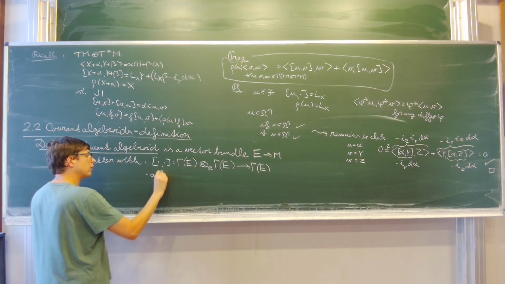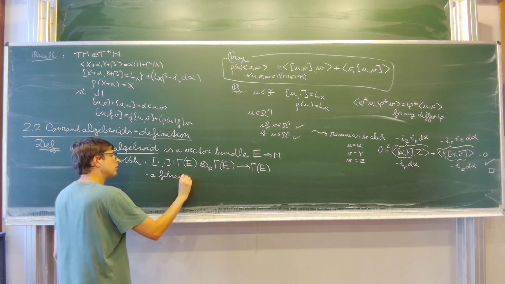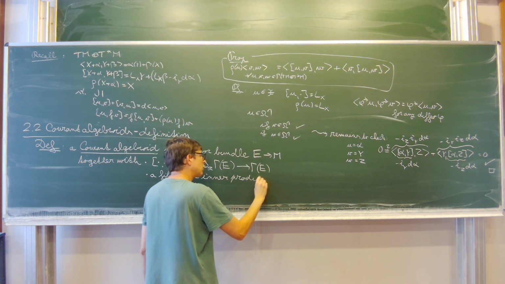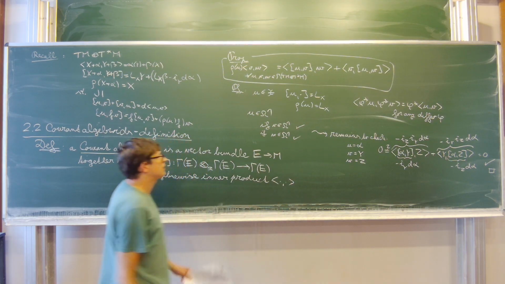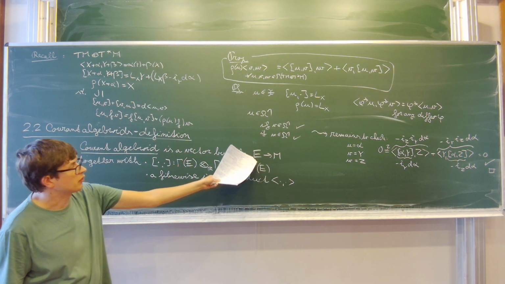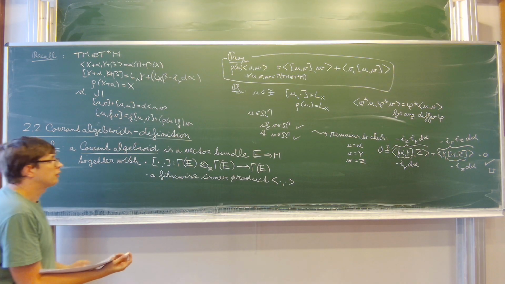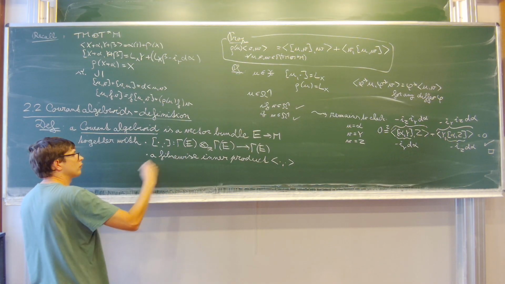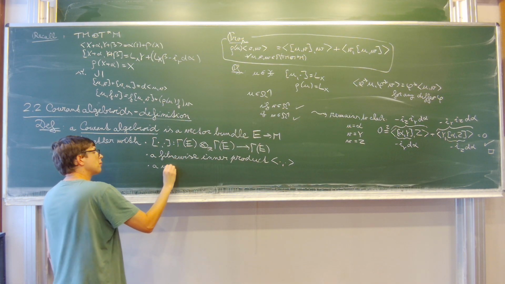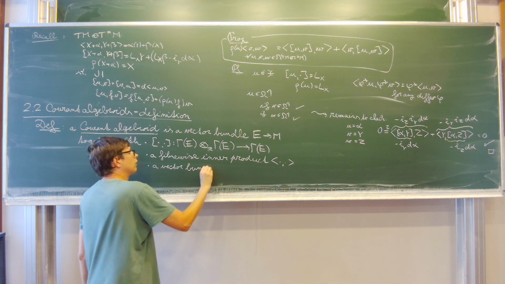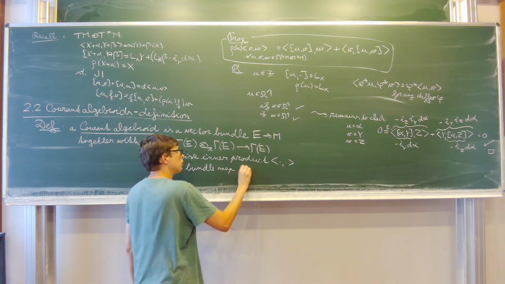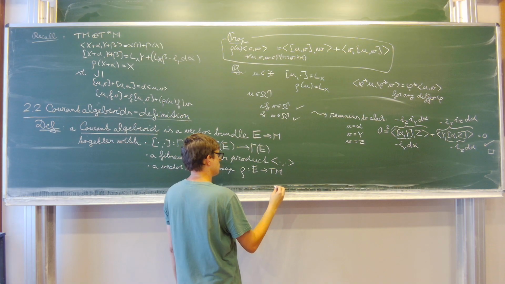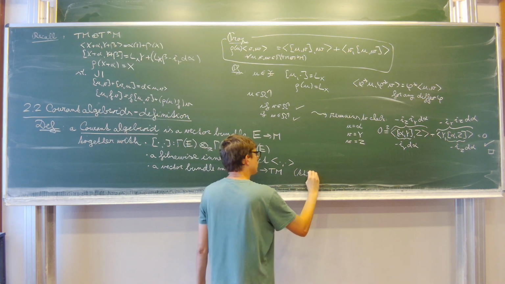Second one is a fiber-wise inner product. Again, this just means that at every point, the corresponding fiber, which is a vector space, carries an inner product, not necessarily positive definite, and it varies smoothly over the manifold. And finally, a vector bundle map rho from the bundle to TM. This is called the anchor.